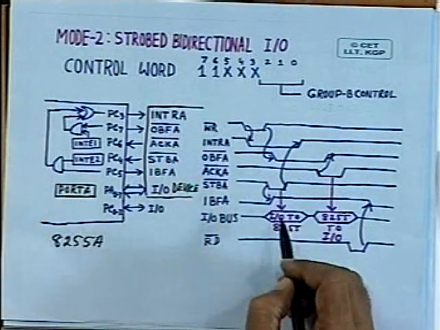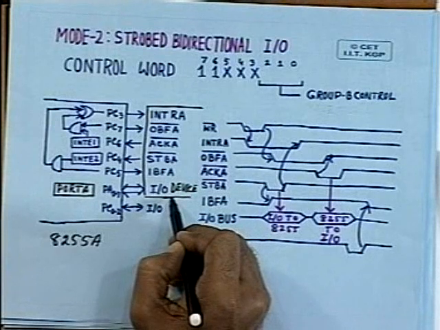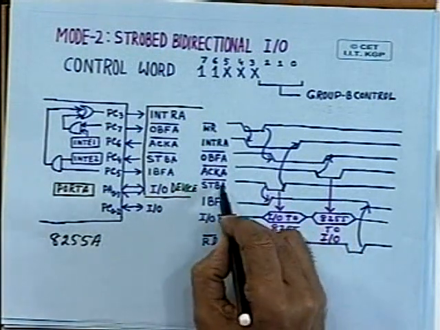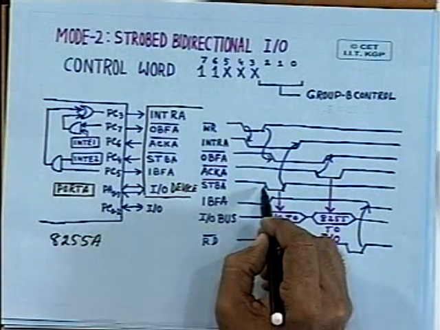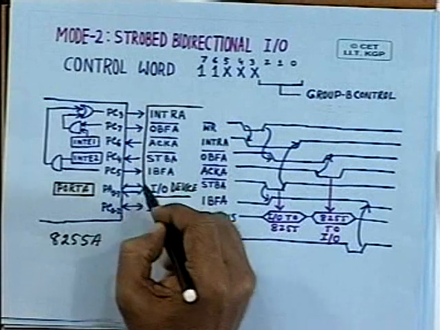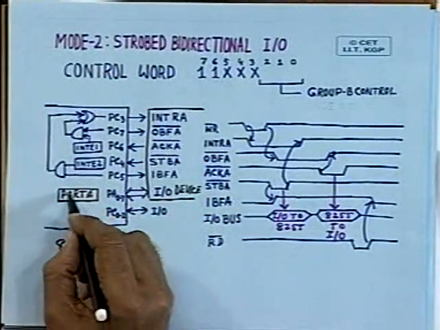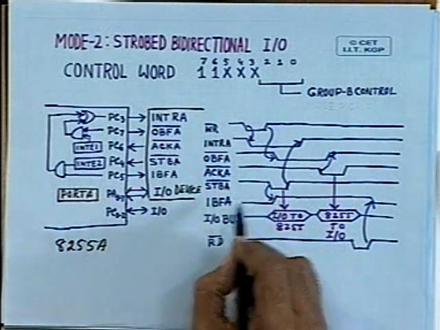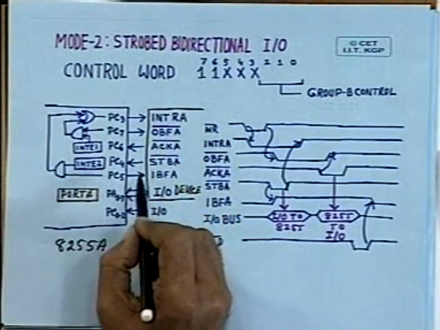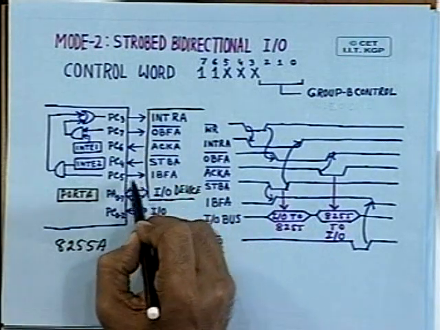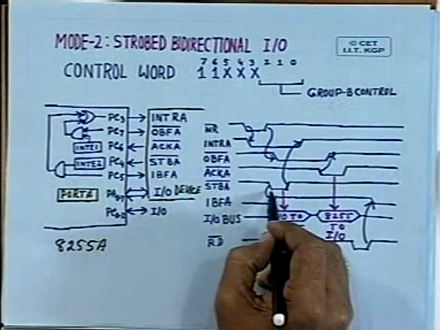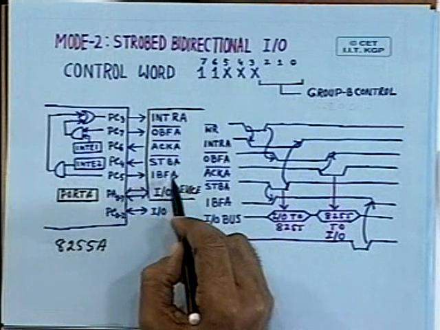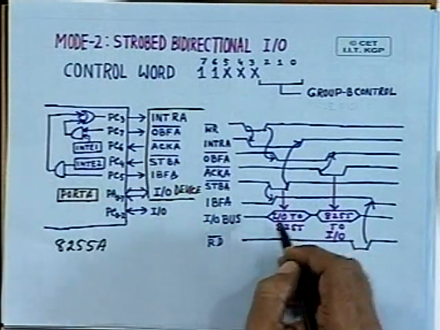Now whenever you write data from the I/O device into the port through this bus, you do it with the help of this strobe signal, STBA, strobe A signal. With the help of this strobe signal, data is latched from this I/O bus into another register, of course the same address, port A. So I/O to 8255 it goes. At the same time, the input buffer full A signal goes high, indicating that the buffer is now full and the I/O device cannot load another byte of data. The I/O device knows that the buffer is full and cannot send another byte.